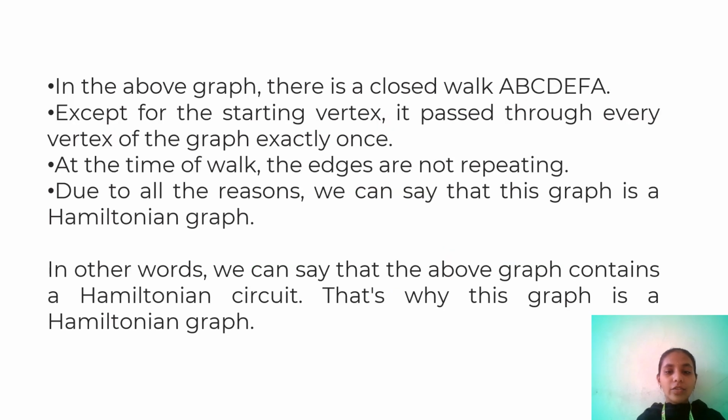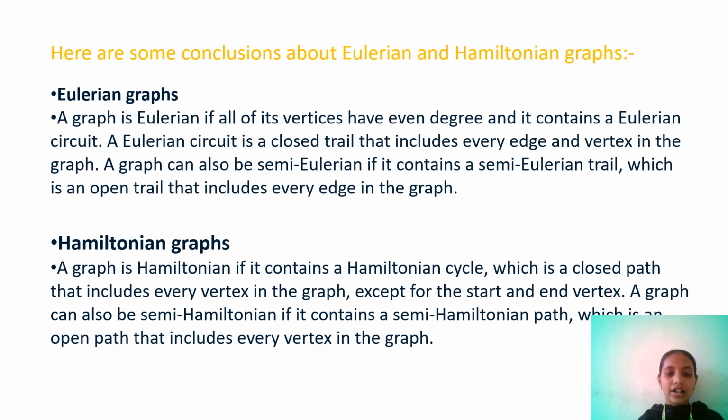In the above graph, there is a closed walk A, B, C, D, E, F, A. Except for the starting vertex, it passes through every vertex of the graph exactly once. During the walk, the edges are not repeated. Due to the above reasons, we can say that the graph is Hamiltonian graph. In other words, the above graph contains a Hamiltonian circuit. That's why the graph is Hamiltonian graph.